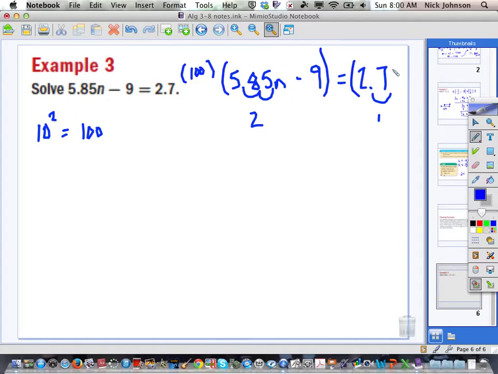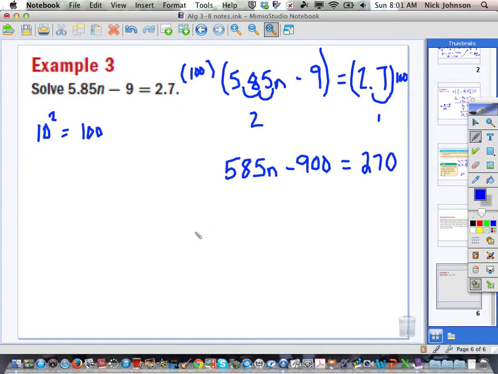Whatever you do to one side, you have to do to the other. Sorry, I'm running out of room here. Well, when I multiply this by 100, it just moves these 2 decimal points. So it becomes 585n. 100 times a negative 9 is a negative 900. See how it's making this problem easy? 2.7 times 100. Well, that means you have to move it 2 spaces. So one space gives me 27. The other space gives me 270. Now you have integers.